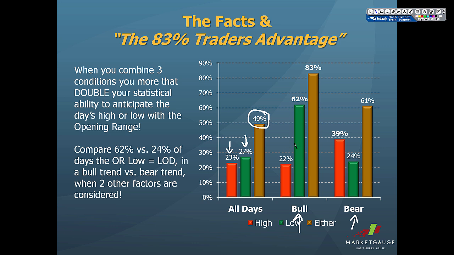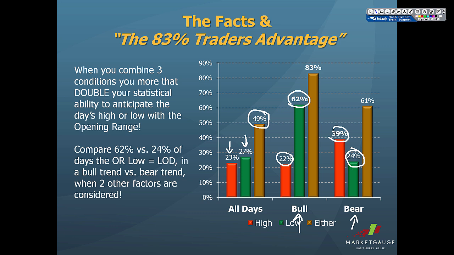So in other words, when you're in a bullish trend as defined by an indicator, 62% of the time your opening range low will be the low of the day, and only 22% of the time the opening range high will be the high of the day. Now in a bearish trend, 39% of the time the high of the first 30 minutes will be the high of the day. Now, so what does that mean?